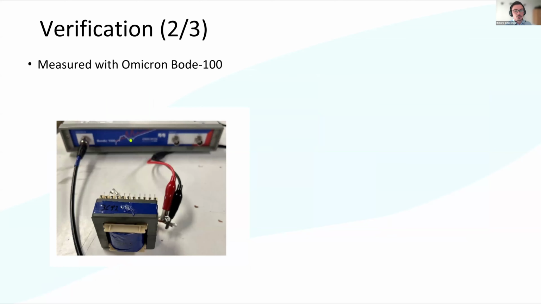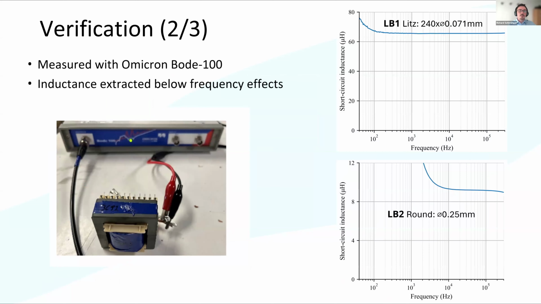I measured those short circuit inductances with an Omicron Bode 100. It is a vector network analyzer that is based on S parameters, and it calculates an equivalent impedance from that. From this equivalent impedance, you can extract a series inductance. And the inductance that we used for verification, obviously, is the one below a frequency where frequency effects are not happening yet, because this is also the region where you want to operate your transformer.